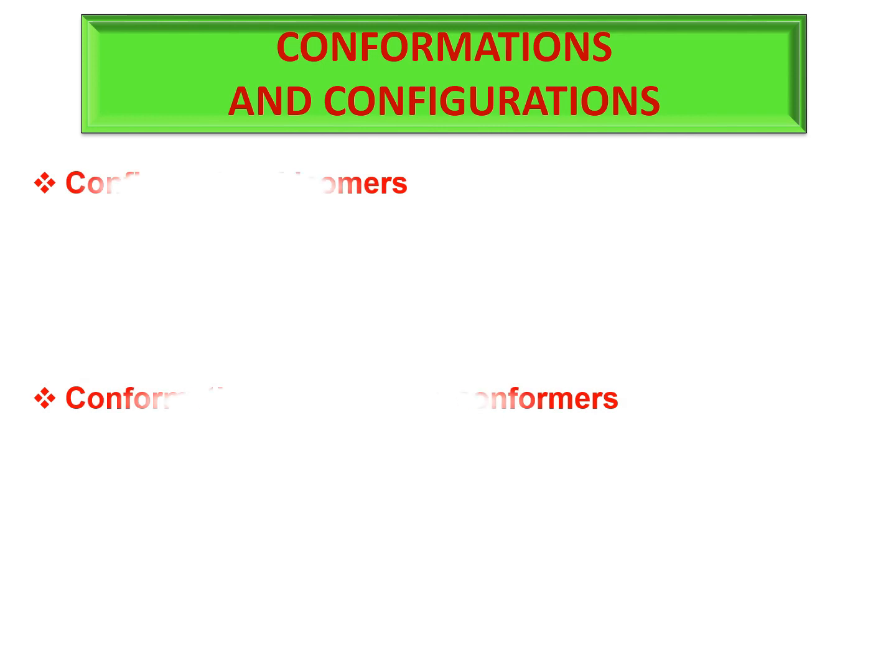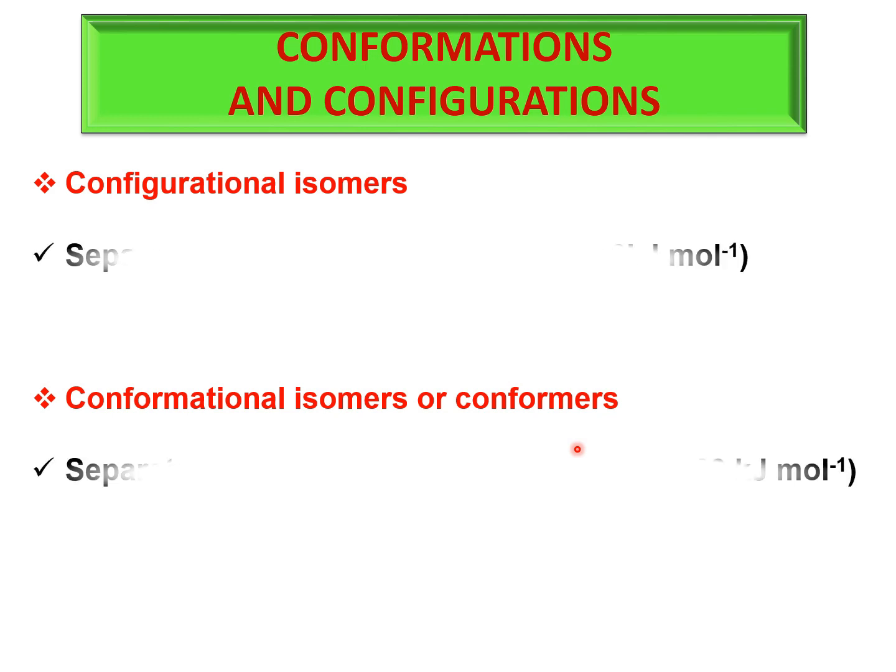So the two major classes of stereoisomers are the conformational isomers and the configurational isomers. Conformational isomers are also known as conformers. Now let's see how we can differentiate between configurational and conformational isomers.